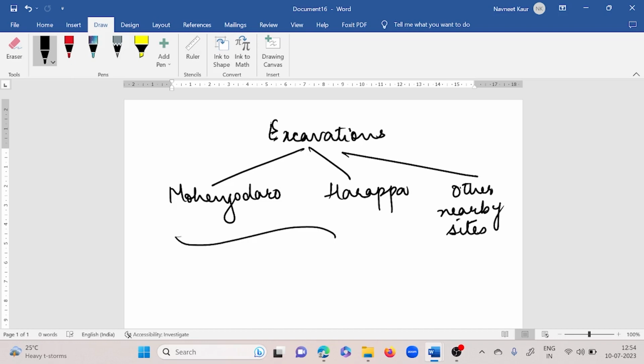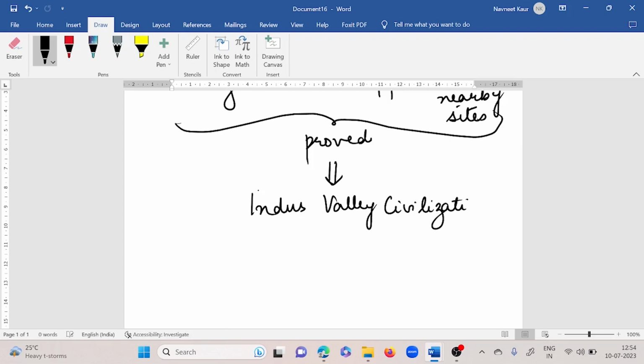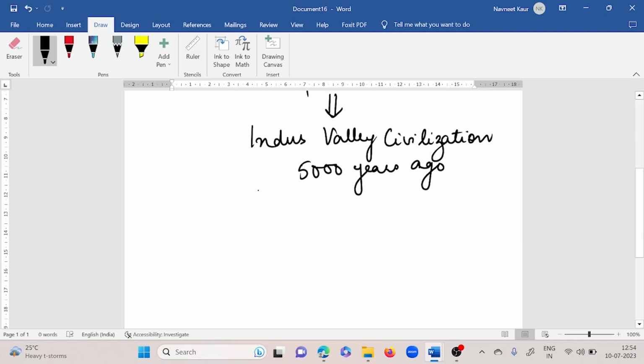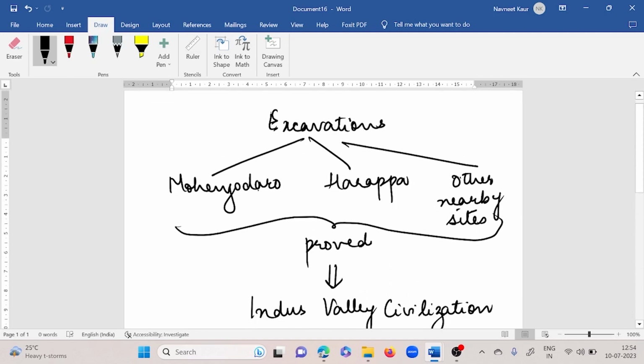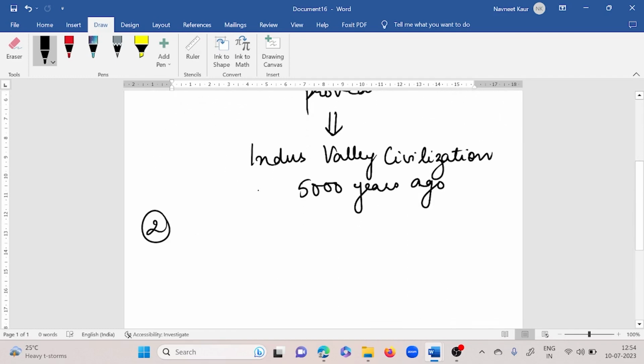So when these sites were excavated, what was proved? It came into the picture that there was a great civilization known as the Indus Valley Civilization about 5,000 years ago. Fine. What other thing came up? What else did we get to know?